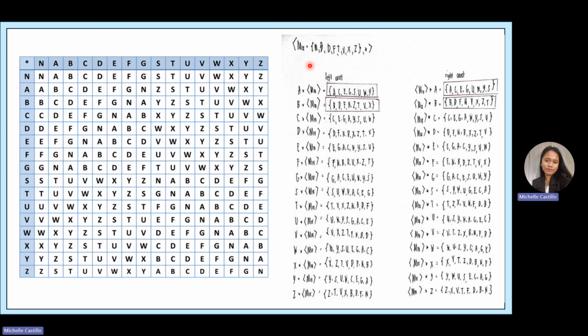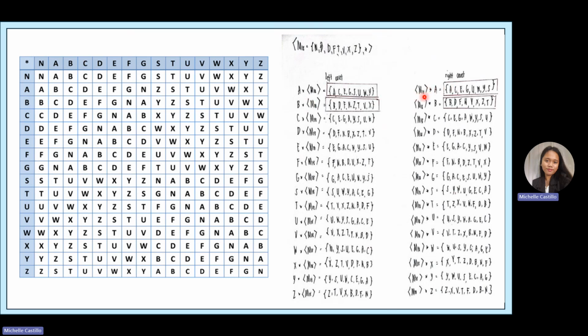Then for M sub 18, here for the left cosets, we have A star N is equal to A, then A star B is equal to C, then A star D is equal to E, then A star F is equal to G, then A star T is equal to S, then A star V is equal to U, then A star X is equal to W, then A star Z is equal to Y. Therefore, A star M sub 18 is equal to A, C, E, G, S, U, W, and Y.